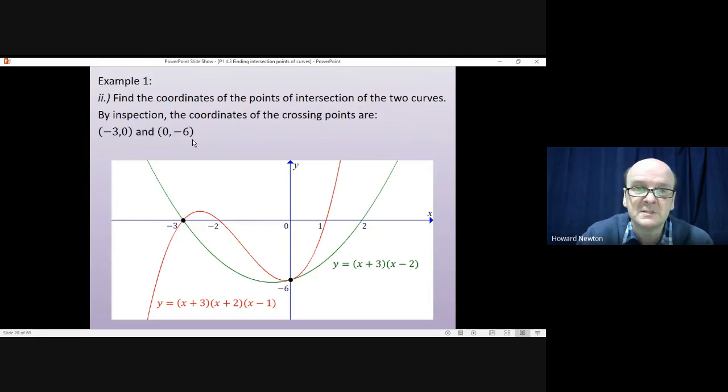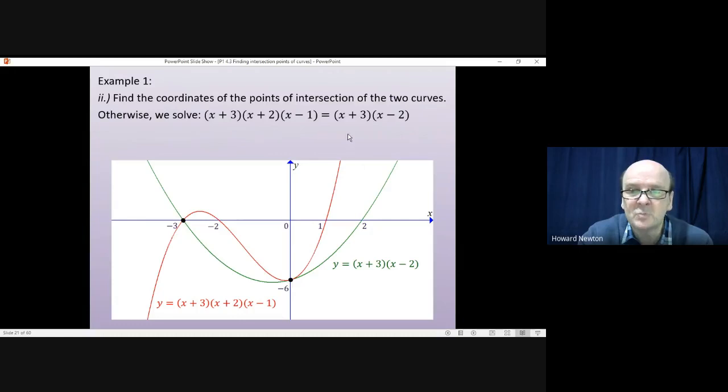Minus 3, 0, and 0, minus 6 are these 2 crossing points. But we'll do the formal method as well, just to show how that works out. So if it wasn't as simple as that, then what you would normally have to do is solve the equations simultaneously. Now, the first equation is y equals (x plus 3)(x plus 2)(x minus 1).